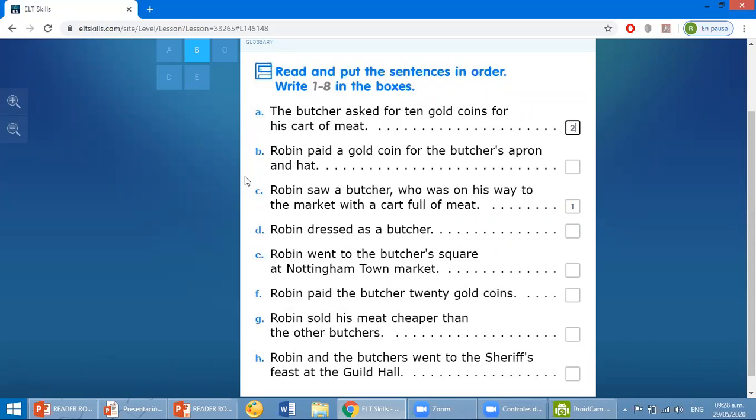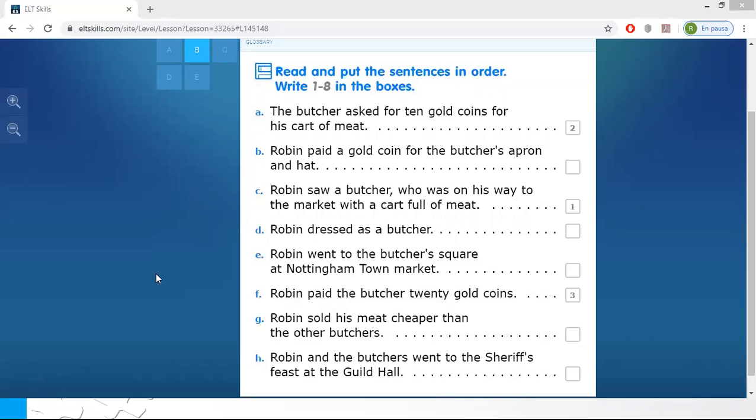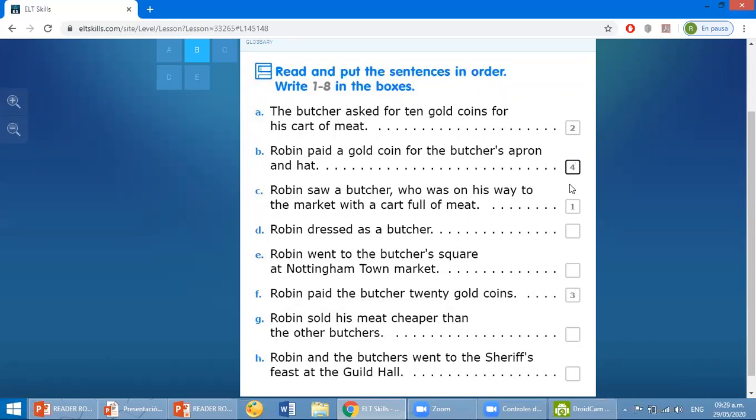Alison, can you read number three? Robin paid the butcher 20 gold coins. Yes, you see? The butcher asked 10, but Robin Hood was a good man, and he paid 20 gold coins. After, what happened next? Let's see, Jose Acuña. Robin paid a gold coin for the butcher's apron and hat. Very good, my friend. As you see, in number three, Robin has the cart, the meat, but then he bought the apron and the hat, yes? Now, remember, Robin Hood has the cart full of meat, the apron, and the hat.